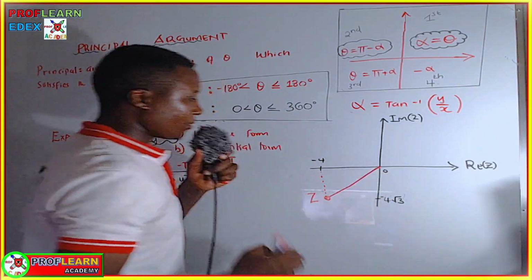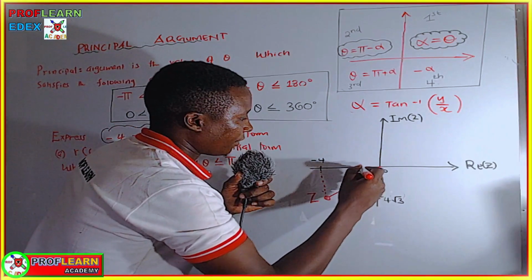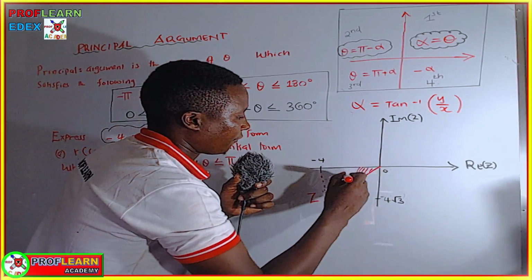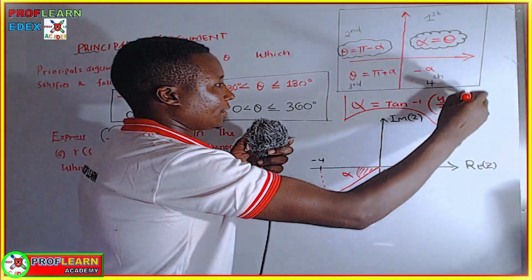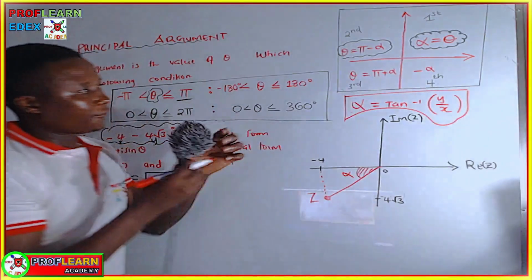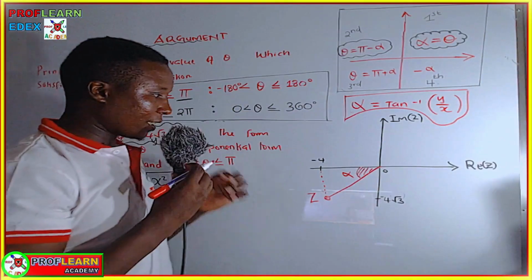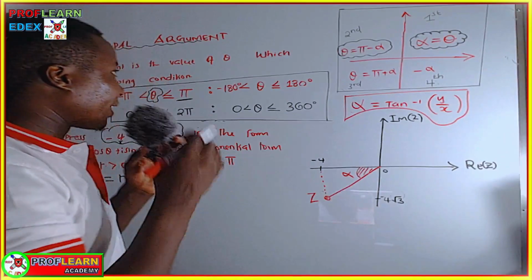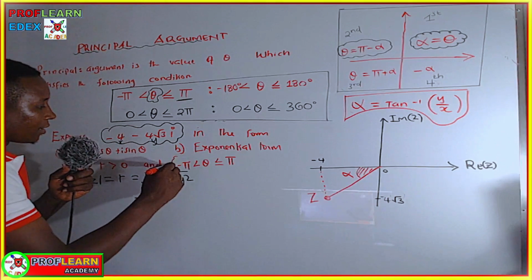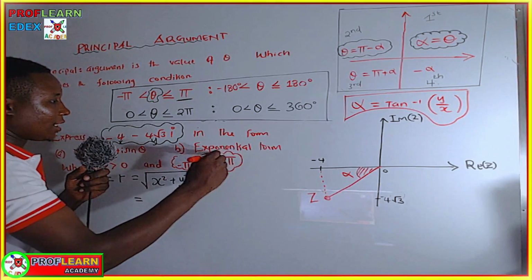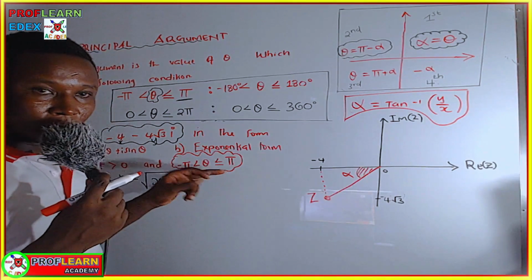Remember, the angle that we are talking about now, we are going to find the value of alpha. In order to find alpha, alpha is tan inverse of y over x. We had looked at that in the previous section. Right now, we are specifically told that theta is within this range, meaning this is the principal argument that you are looking for.